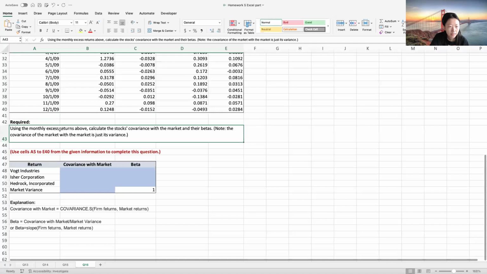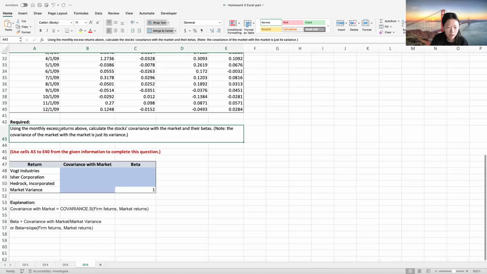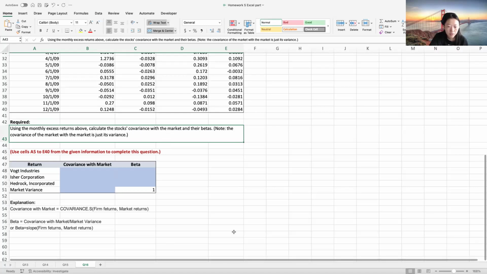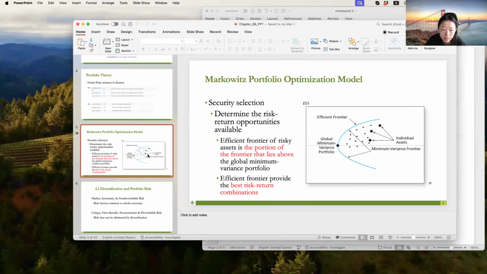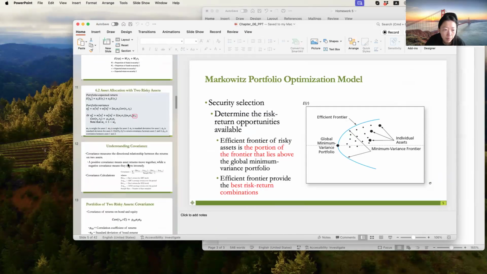And using the monthly assessed returns above, calculate the stocks' covariance with the market and their betas. The covariance of the market with itself is just its variance. We'll be doing that. So I probably need to show the slides for the beta part.